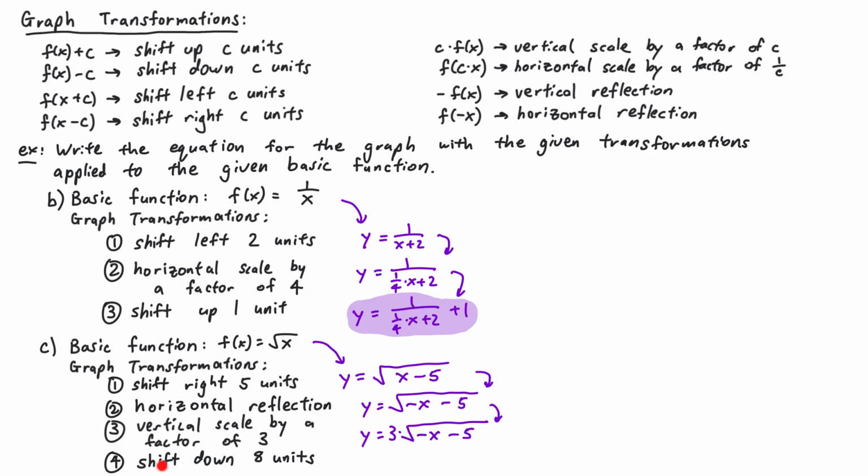And then our last transformation is to shift down 8 units. If we want to shift down any number of units, we take our formula and we subtract that number. So take our formula here and subtract 8 to shift it down 8 units. So our final equation is y equals 3 times square root of negative x minus 5, and then subtract 8 at the end. So this is our square root function with our 4 graph transformations applied.